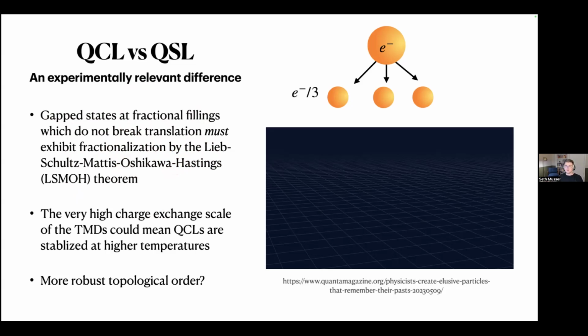It's required that there be some topological order there. But the QCL is kind of special because the TMDs have this very high charge exchange scale. As I said before, the charge repulsion is on the order of 100 millielectron volts. So this potentially means that we might be able to stabilize the topological order of a quantum charge liquid at a higher temperature than that of a spin liquid. So does this mean maybe more robust topological order for quantum computing? That's above my pay grade at the moment, but I think it's an interesting direction.